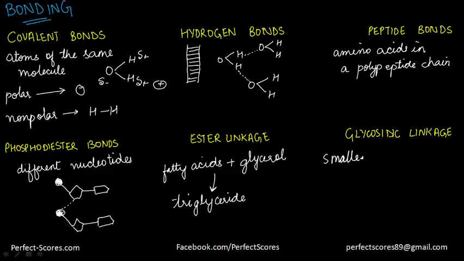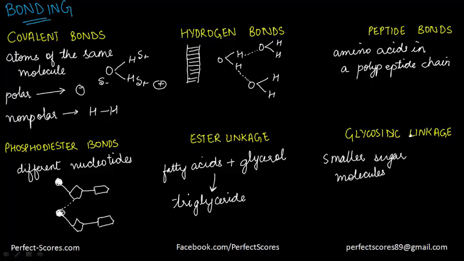Glycosidic linkage, the last kind of bond that we have to do here, is present between the smaller sugar molecules that are part of a bigger sugar molecule. For example, glucose will be joined to glucose via a glycosidic linkage. So that is all that you need to know about the different bonds.